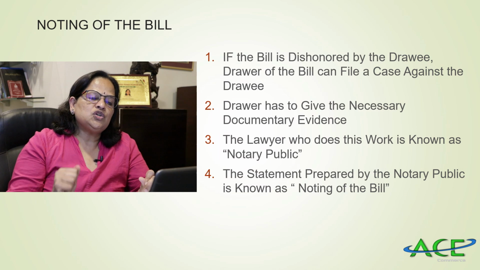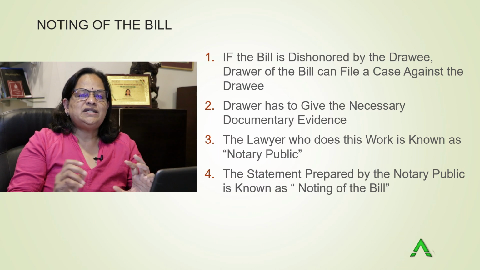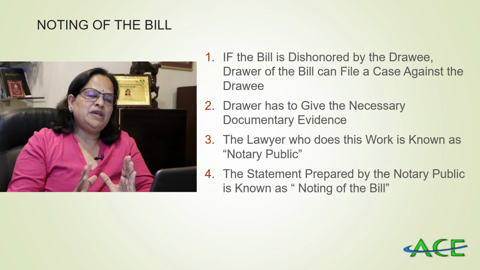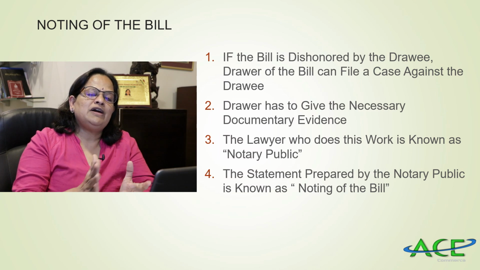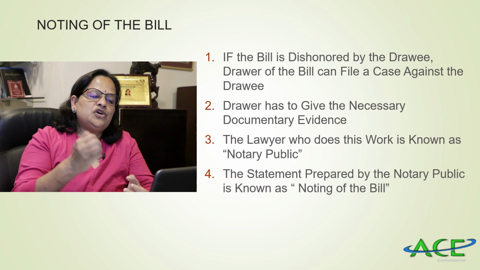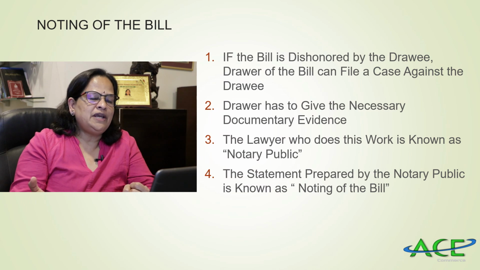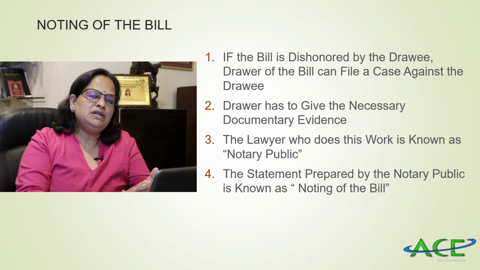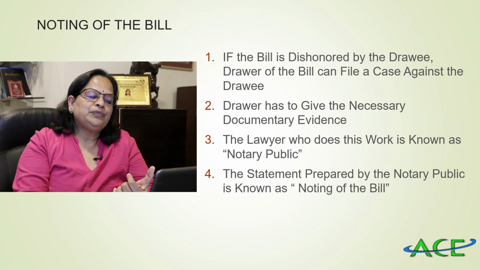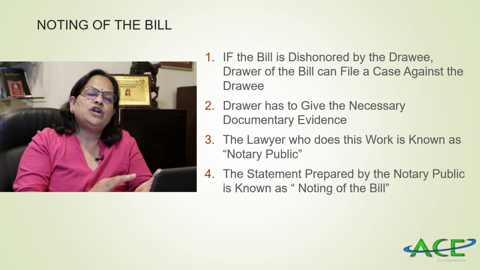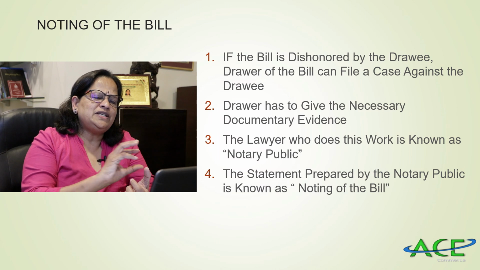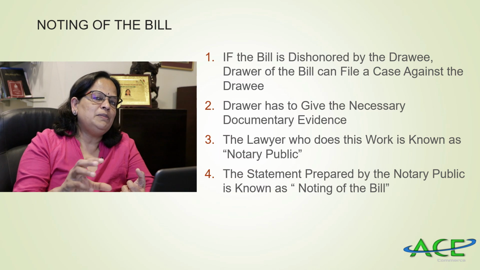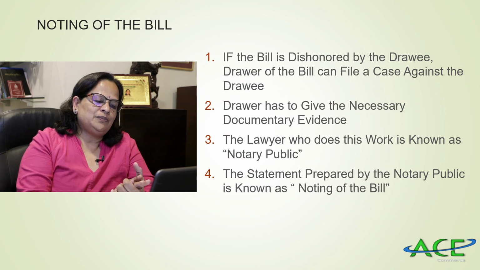If the bill is dishonored by the drawee, the drawer of the bill can file a case against the drawee. If the drawee is not making the payment on the due date, the drawer will file a case against the drawee. The drawer has to give the necessary documentary evidence: the actual bill, the credit transaction, all these details. The lawyer who does this work is known as notary public. I have seen in many places the notary public board. They will take care of this.